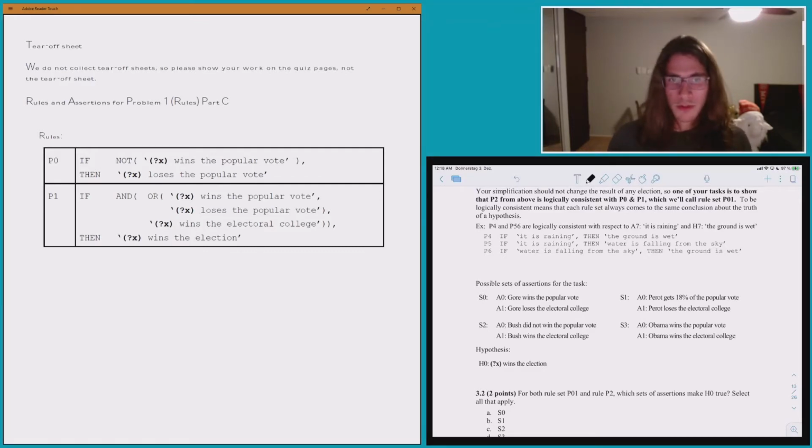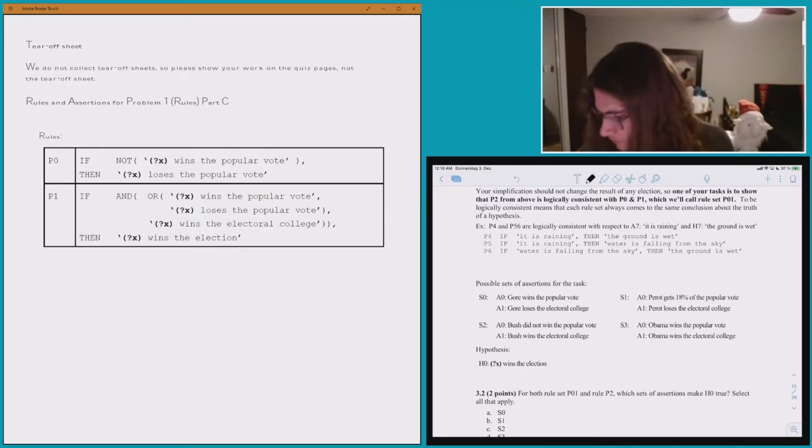I won't talk too much about logical consistency because it's explained here on the test itself. So we're given the hypothesis X wins the election, and we're asked, for both rule set P01 and P2, which set of assertions out of these four make H0 true.